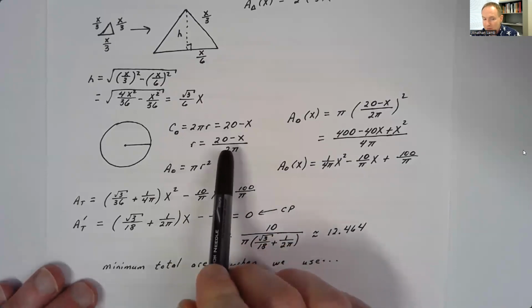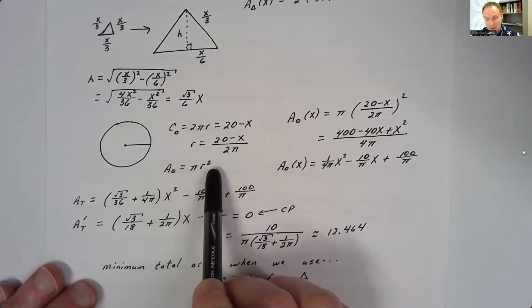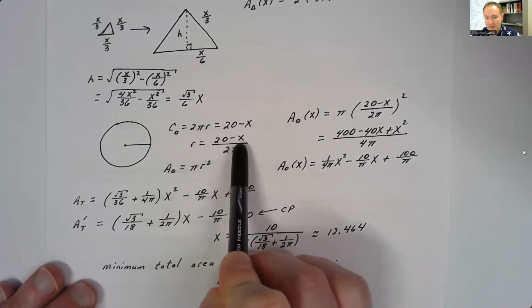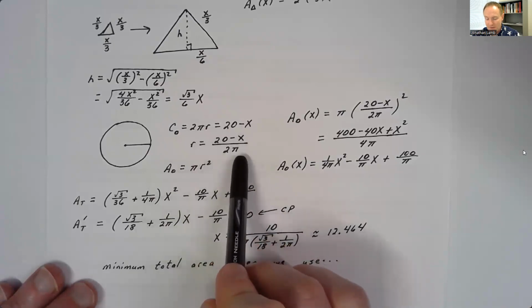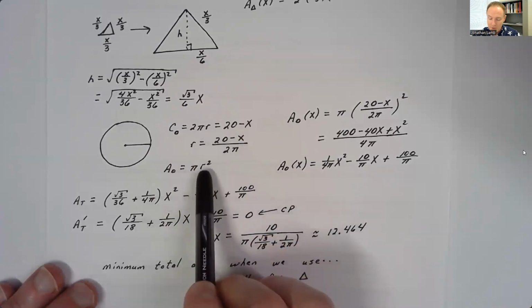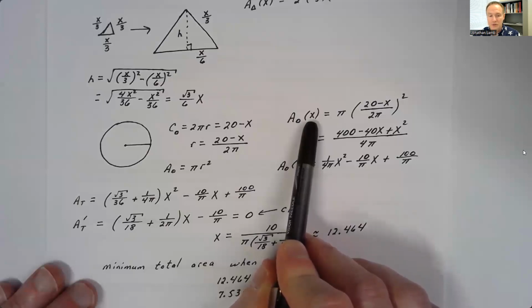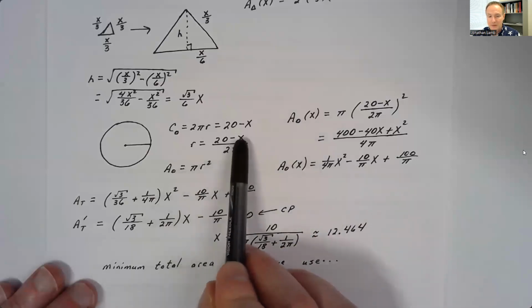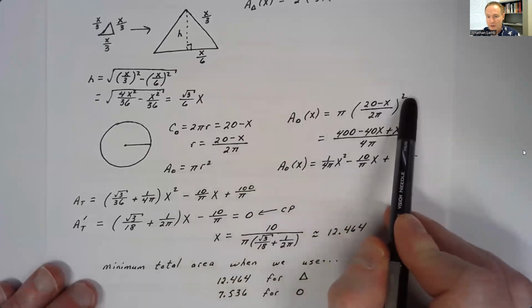Now, I know that the area of a circle formula is pi times r squared. Well, I just figured out what r needed to be. If the circumference is 20 minus x, this has to be the value for r. So all I need to do is plug this into my area formula, and you'll see I did that up here. Area formula with respect to x is just going to be pi times my radius formula, 20 minus x over 2 pi, quantity squared.